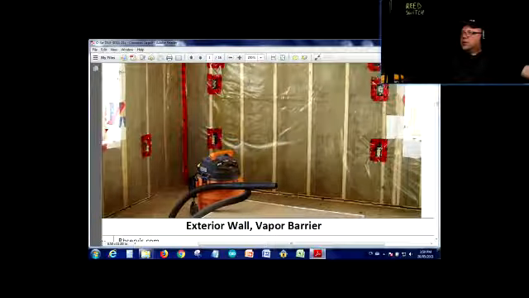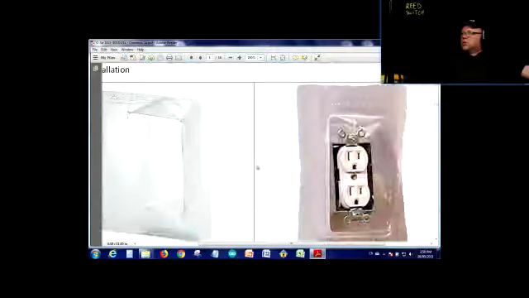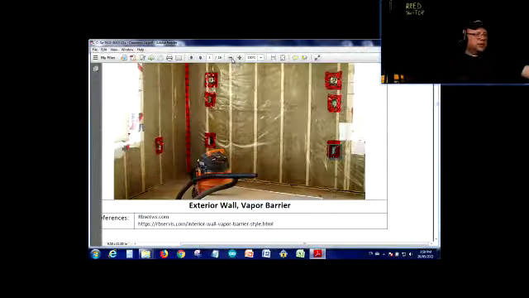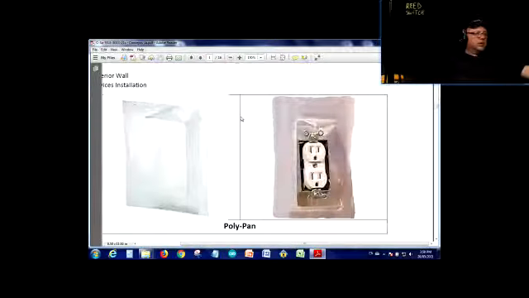Those outlets and devices that are mounted in the wall, they are supposed to be in something that's called a polypan, right? Polyethylene. So you make an opening, you install that polypan. So it's basically a plastic pan there. You seal that off with the tuck tape.